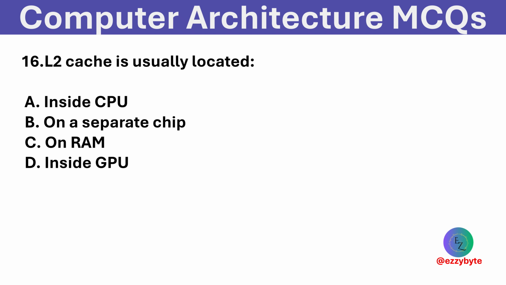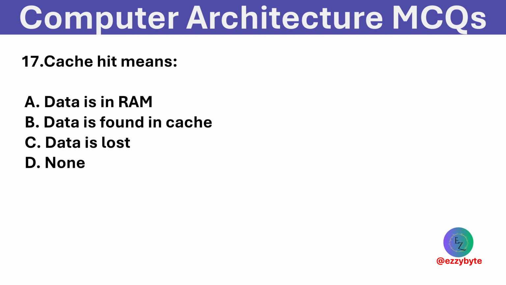L2 cache is usually located. Options are inside CPU, on a separate chip, on RAM, inside GPU. Option B is correct. L2 is sometimes on chip or in a separate chip close to the CPU.